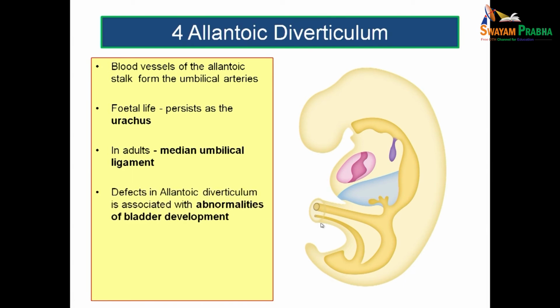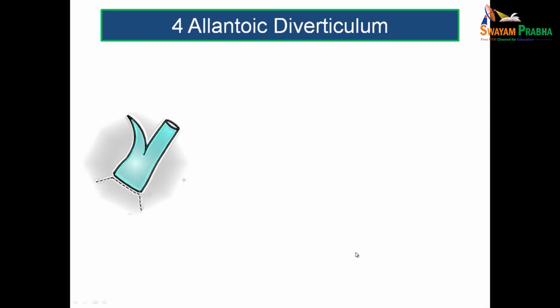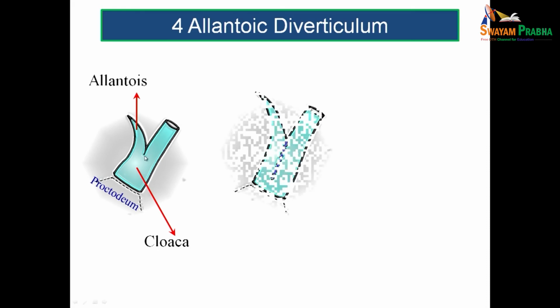Now, defects in the allantoic diverticulum. Suppose the allantoic diverticulum persists, or a sinus develops in the allantoic diverticulum, or a cyst develops in this region, this will usually be associated with abnormalities of the urinary bladder, because the urinary bladder is actually connected to the allantoic diverticulum. So, let us have a quick look. This is said to be the distal end of the hindgut. You can see the allantois developing from the hindgut, or this is otherwise known as cloaca.